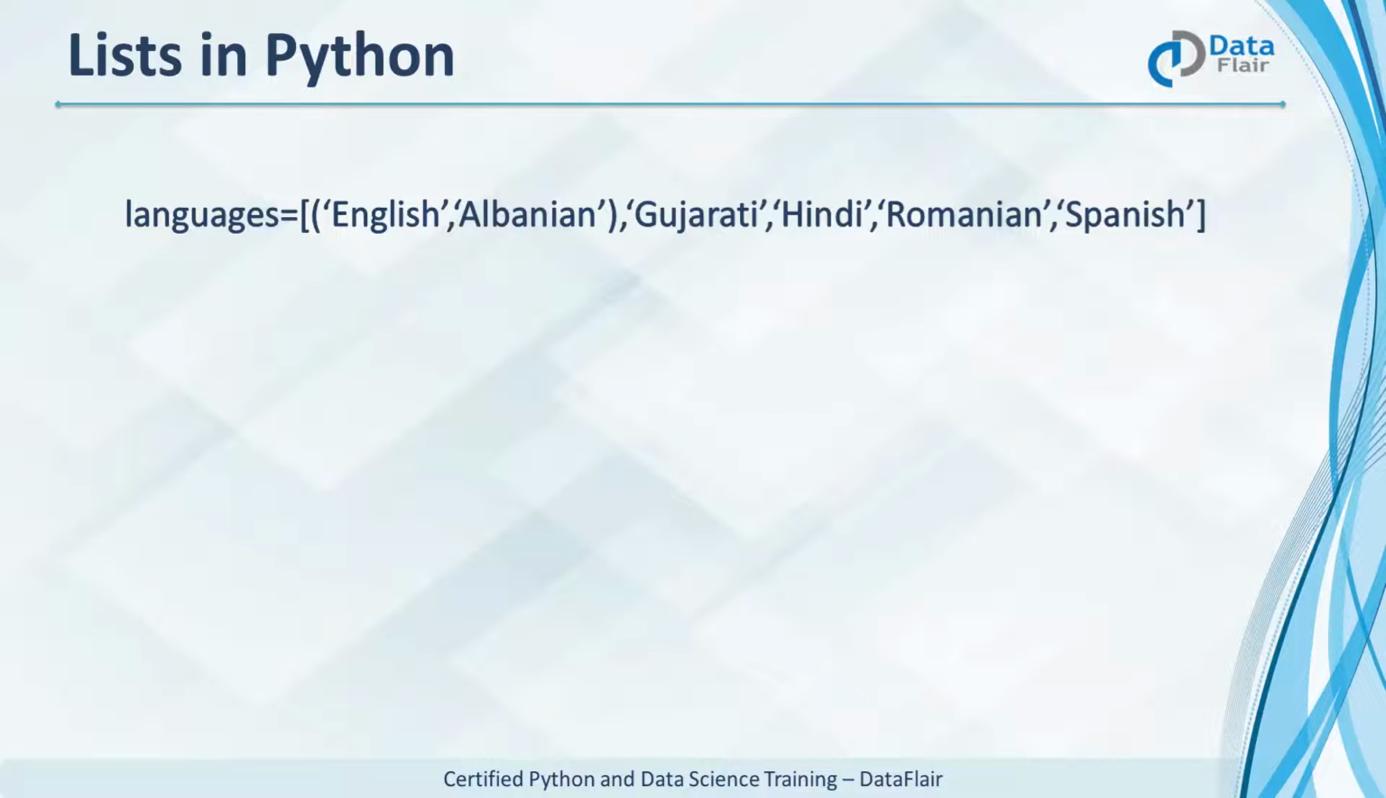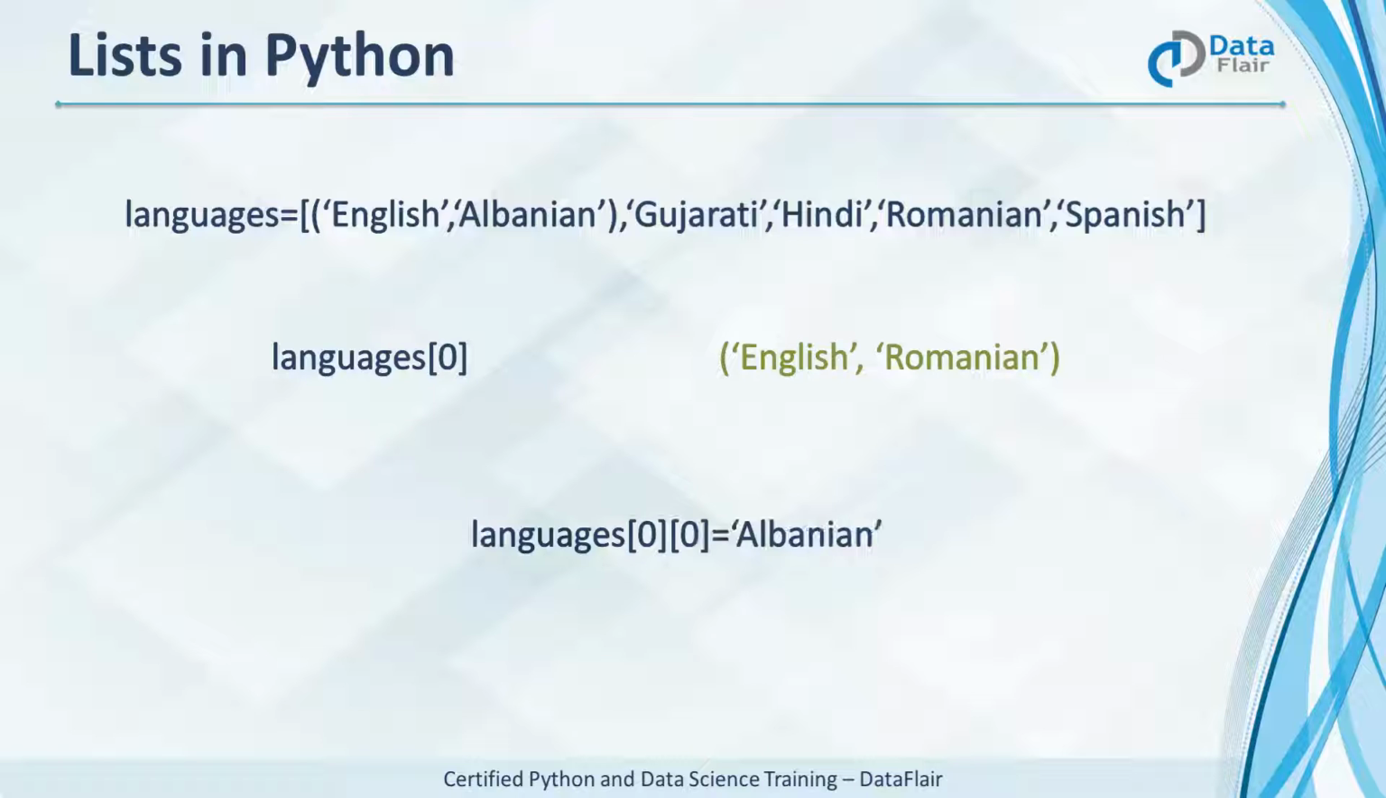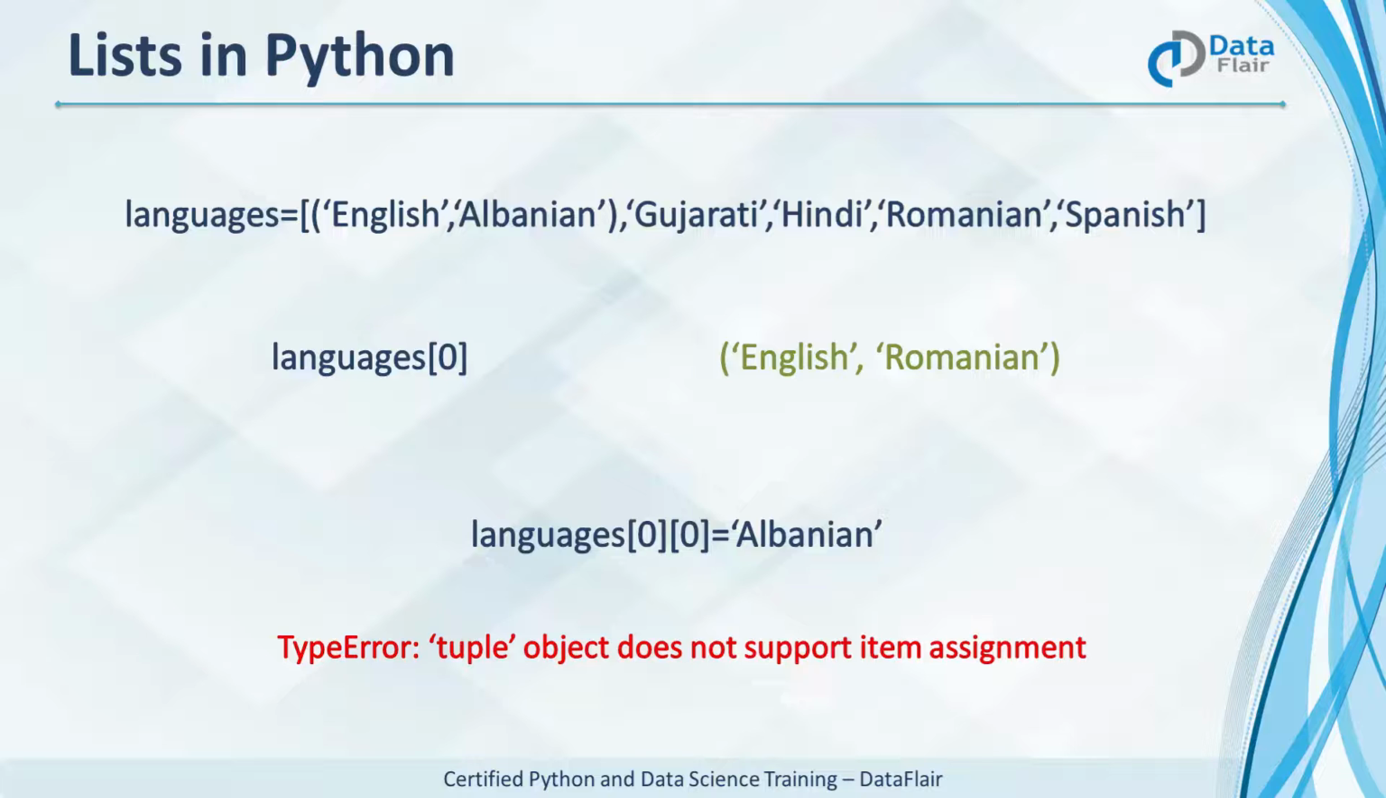This one holds a tuple along with other values. languages[0] is this tuple. Can we assign Albanian to the first item in this? No, because although lists are mutable, tuples are not.